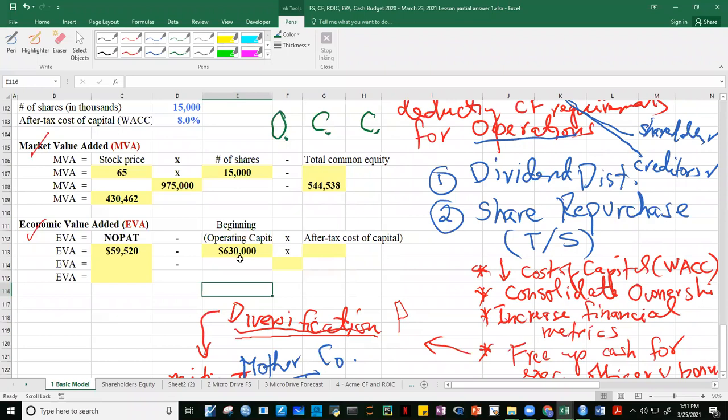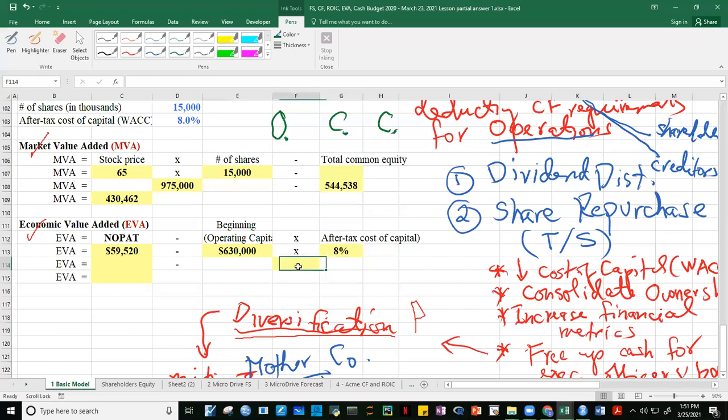So magkano natin i-charge yung management for the use of this 630? Okay, i-charge natin yan with the WACC, cost of capital ng company. On the average, it costs the company around 8% to acquire capital. So, let's charge management for the use of this 630. Okay, kasi hindi free yung 630 na yan. Kasi nga may opportunity cost. So, magkano yung i-charge natin sa kanya? 630,000 multiplied by the 8%.